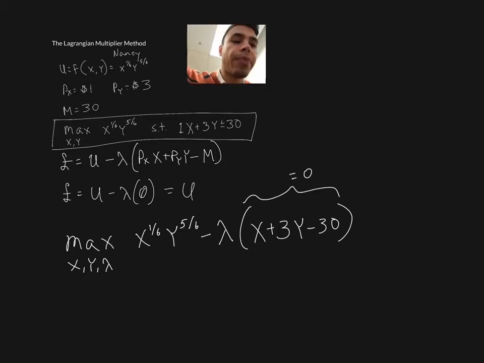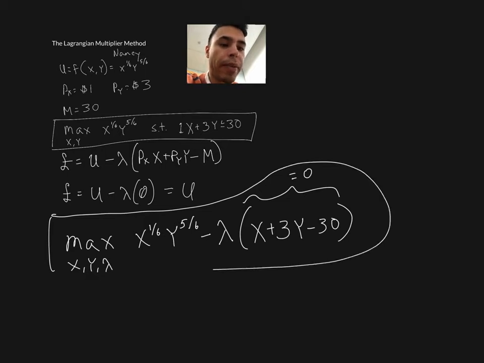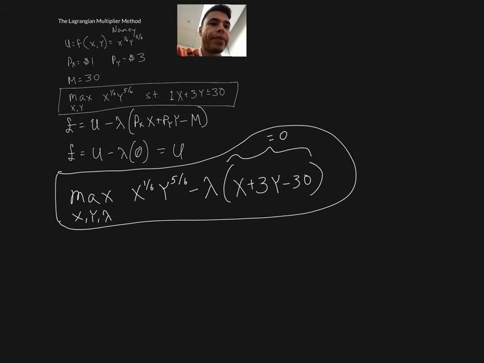Okay, so now that we set up our unconstrained maximization problem using the Lagrangian multiplier method, we can solve it by just taking the three first order conditions and solving those for x, y, and lambda, which you don't actually need lambda, but it's part of the process. So this is now an unconstrained optimization problem. Okay, now the video is going away.